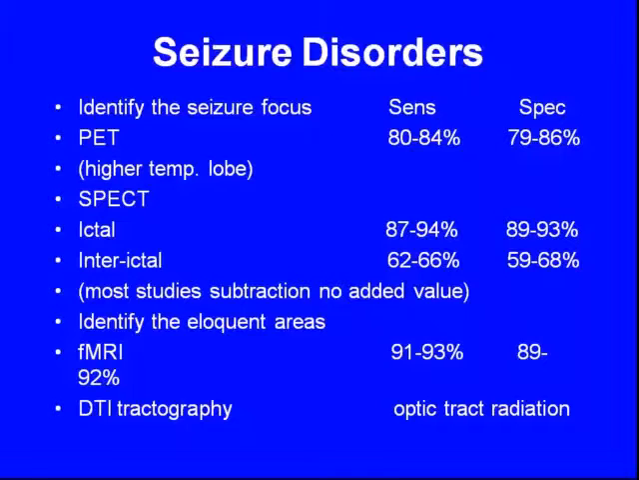When you get a good injection, then your sensitivity and specificity goes into the high 80s and 90s. And the interictal, you can see here, it's much lower. There are several studies that have not found significant added value from subtraction, but this is what I'm showing you here in regards to the numbers.